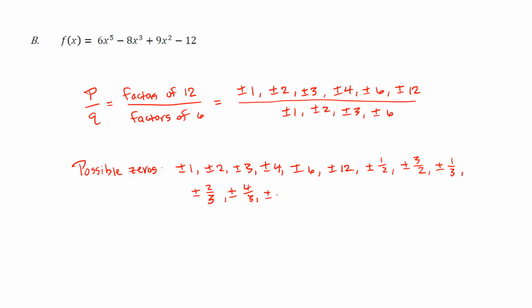And then our last one is 6. So we'll have plus or minus 1/6, 2/3. 2/6 is 1/3, which is already present. And then we have 4/6, which is 2/3, which is already present. And then 12 divided by 6 is 2, which we already have as well. So these are all of the possible zeros of f of x.